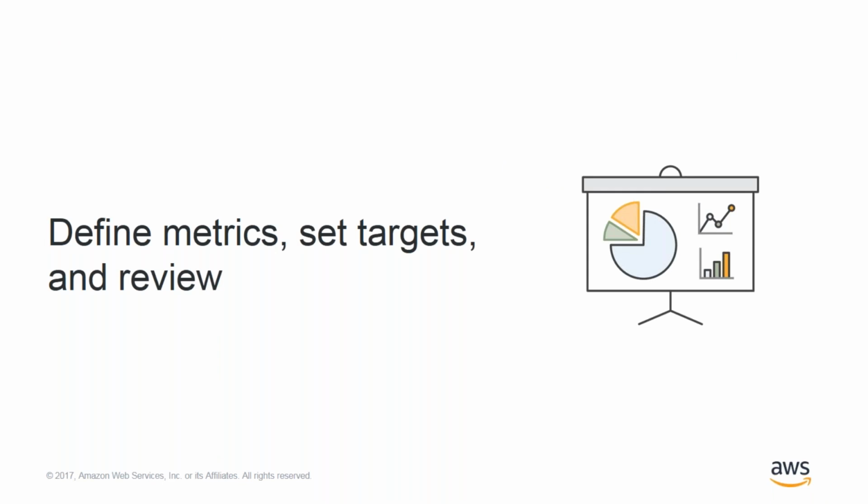And finally, defining metrics, setting targets, and reviewing. It's difficult to understand if you've improved if you don't measure anything. And so it's about defining the right metrics and setting targets and reviewing. Many newer customers tend to define optimization by the percentage saving they experience on the platform after optimization activities. That can work. However, at the same time, if you are deploying new workloads, then it's difficult to use percentage savings as an optimization metric.